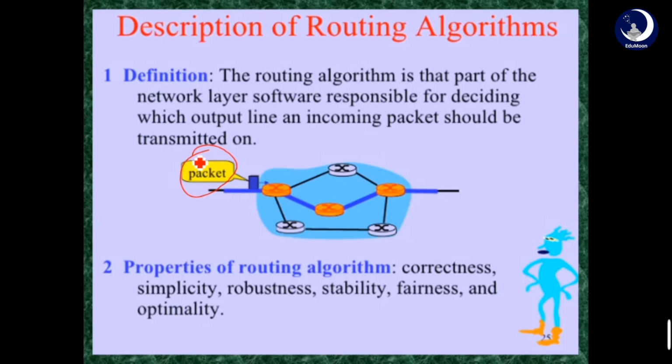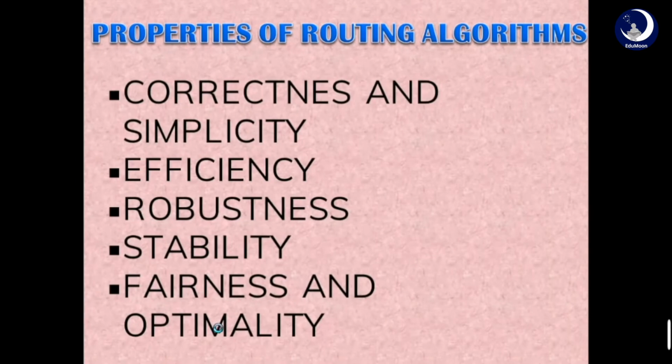And the properties of routing algorithm are correctness, simplicity, robustness, stability, fairness and optimality. Now let's see what are these in detail. First one, the correctness and the simplicity. These algorithms must give correct results and should be simple to understand. Next, efficiency. The algorithm should give maximum efficiency. We should design the algorithm in such a way that it gives the maximum efficiency. The next is robustness. These algorithms must work for all network topologies.